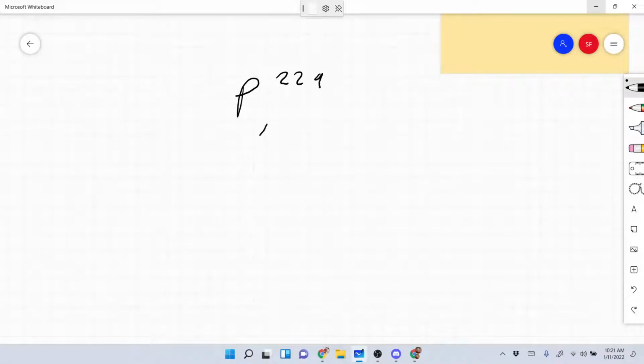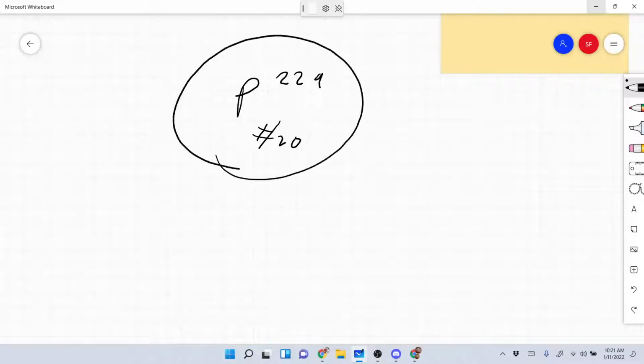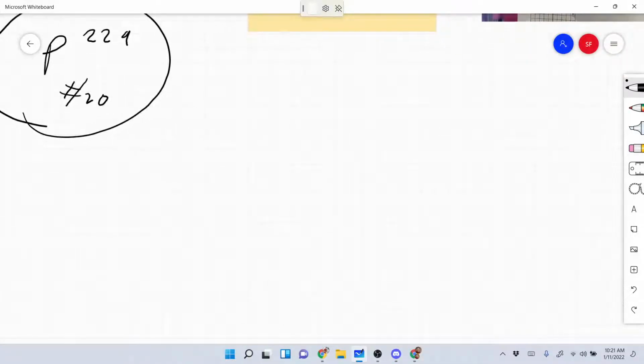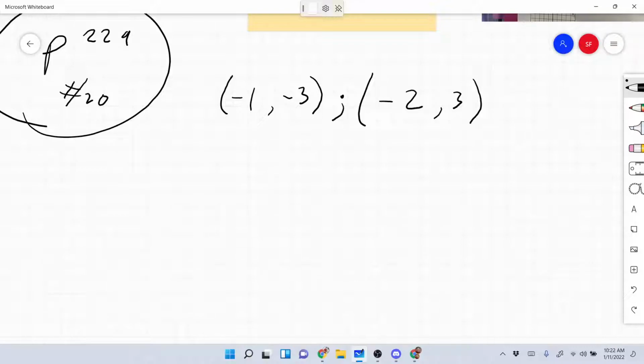229, number 20, right? So we're trying to find the equation of the line that passes through the point -1, -3, and -2, 3. That sound right? Yes. So what should we do first? We should do the y2 minus y1 next.